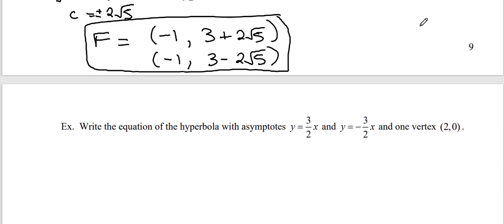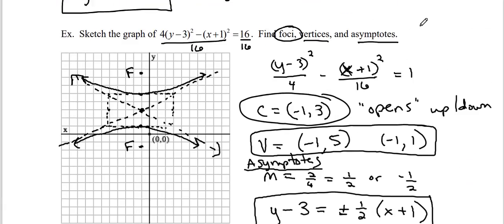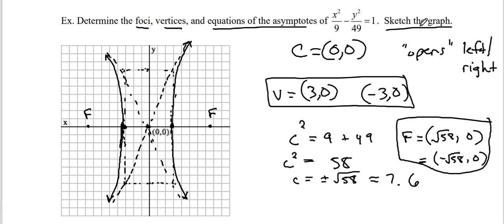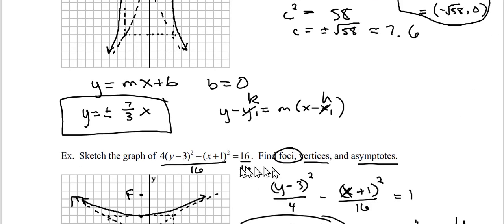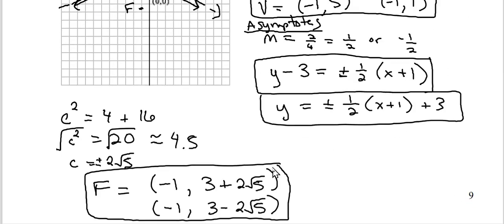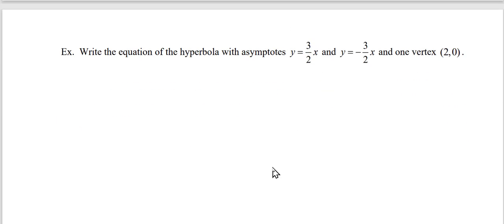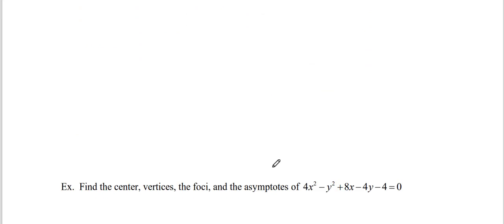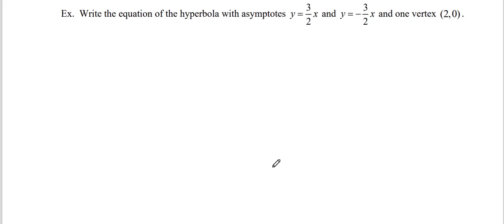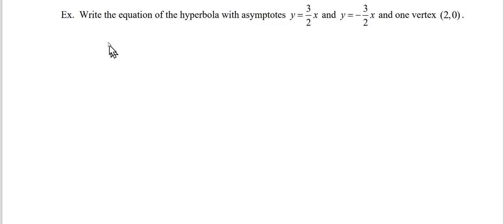Okay. We have done a lot of finding information about hyperbolas from different equations, right? I gave you the equation in both of these examples, and you found a bunch of information about it. Now we're going to go the other way. I should have given you a place to graph this just because it is much easier to do this by looking at a picture.